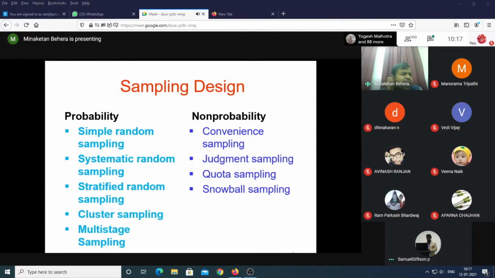Now, simple random sampling. I will explain only the basics. Remember the first condition: you apply simple random sampling only when your population is homogeneous. This is the first criterion. Please look at these conditions. Many teachers and many students do not know. Homogeneous means same nature, same features, same characteristics.